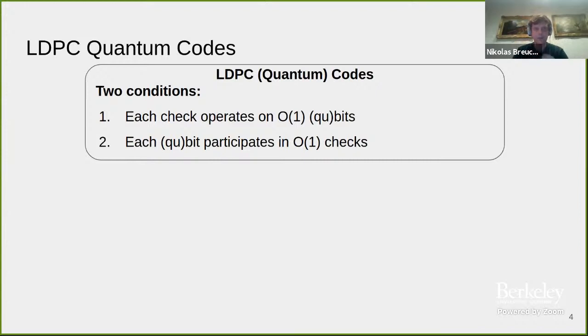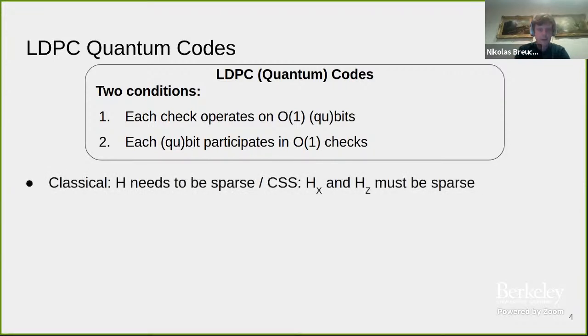The most reasonable codes, I would say, are so-called LDPC quantum codes, and there are 2 conditions. So first of all, I should say that this notion also exists in the classical world, and the definition is essentially the same. We demand that each check operates on a constant number of qubits or bits, and each bit or qubit should participate only in a constant number of checks. So in terms of these parity check matrices, these conditions just say that the parity check matrices of the classical code or of the CSS codes must be sparse.